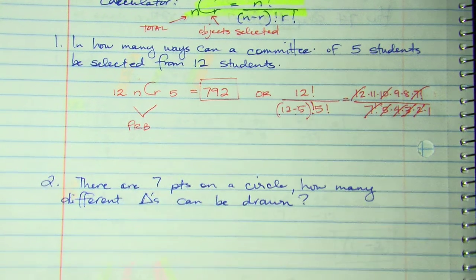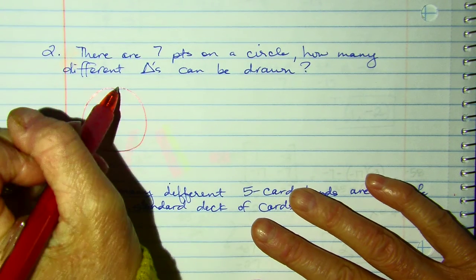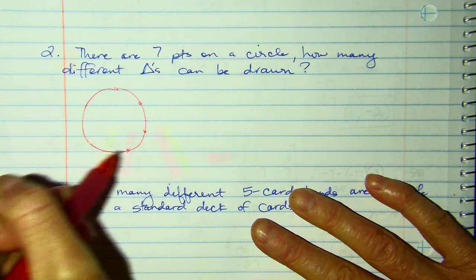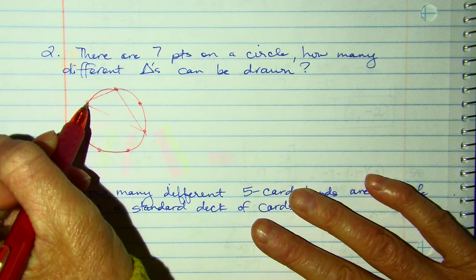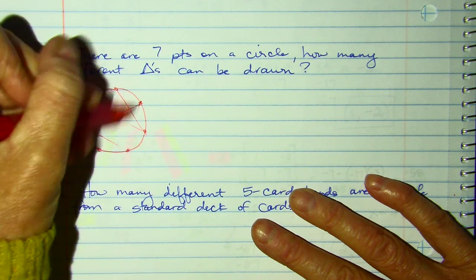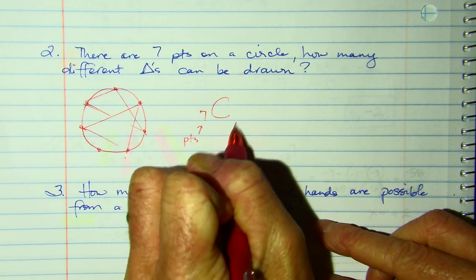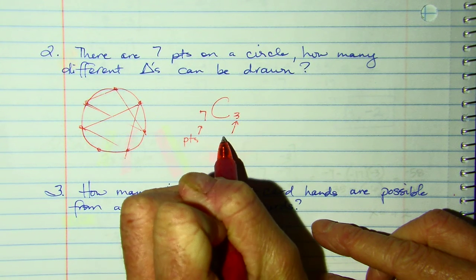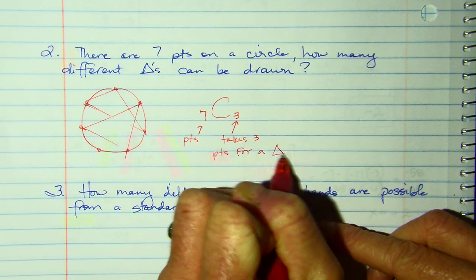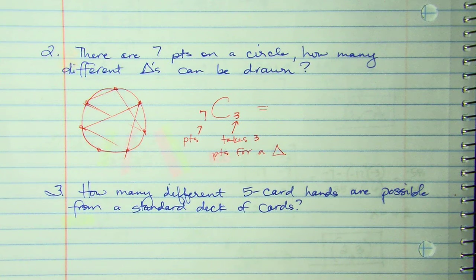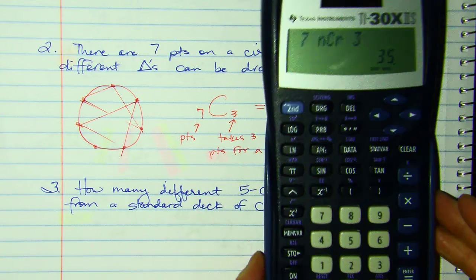Number 2, there are 7 points on a circle. How many different triangles can be drawn, right? 1, 2, 3, 4, 5, 6, 7. And it doesn't matter the order in which I draw them, which is why it's a combination. So there are 7 points, and how many does it take to form a triangle? It takes 3 points for a triangle. So that is why it would be 7C3. So 7, probability 3, and I got 35.